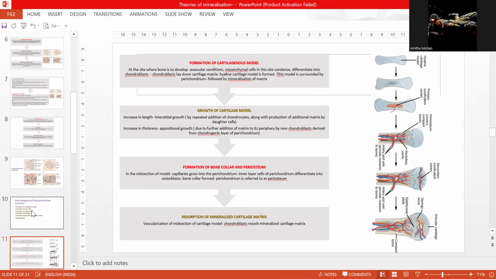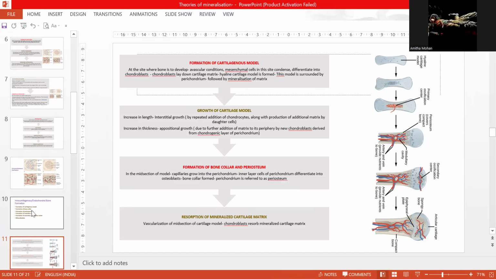Now, in the midsection of the model, capillaries start growing into the perichondrium as the inner layers of perichondrium get differentiated into osteoblasts, and the bone collar gets formed. The perichondrium is now referred to as the periosteum.